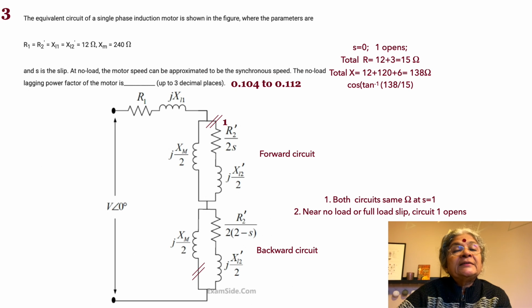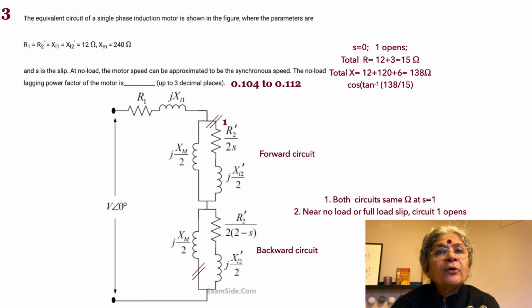Okay, so this is the difference between the two circuits. On the other hand, when S is equal to 1, that is at starting, in winding number 1, we have R2' by 2 as the effective resistance, and winding number 2 is a difference in the resistive component, both at starting and when the machine approaches the full load or no load speed, or slip equal to very, very small.